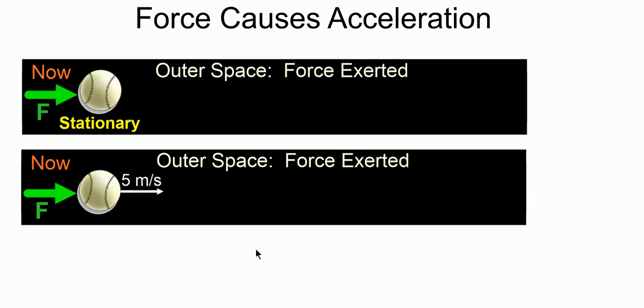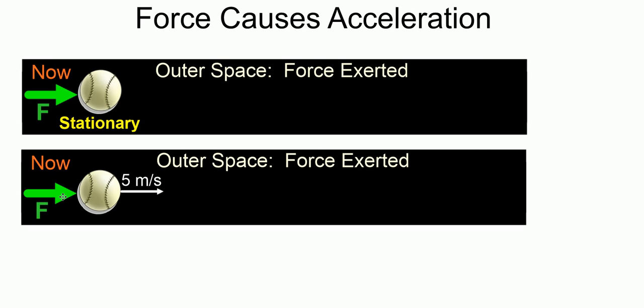Now we'll try something a bit different. We'll still stay in outer space, but now in both situations a force is exerted. The stationary softball is here, but there is a force exerted on it now in outer space. Same thing down here for the ball going 5 meters per second. It's going that way, and behind it, in the same direction as motion, there is a force.